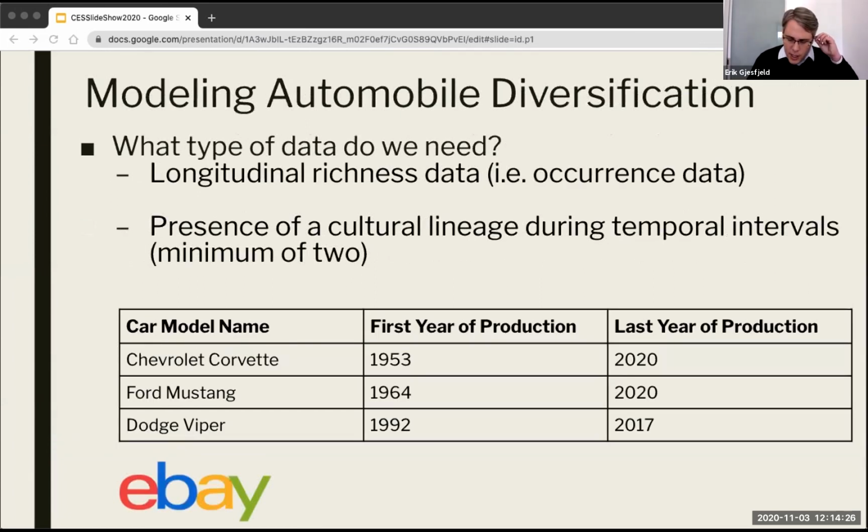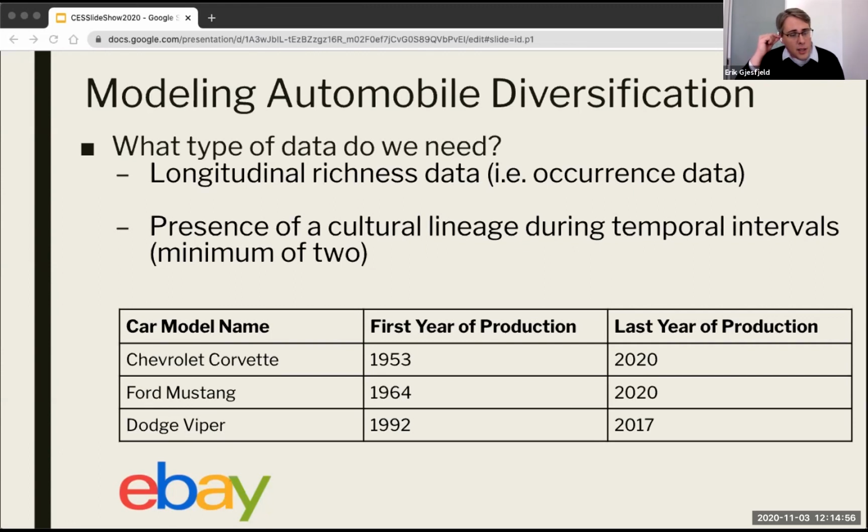So in order to answer these questions, what type of data do we need? Well, we need what I call here longitudinal richness data, sometimes called time transgressive richness data, sometimes referred to as occurrence data. Once again, the focus is on our ability to group things and how well we can group things together, that being our cultural lineage. And then putting time intervals on that cultural lineage. When did that lineage first emerge, and when is the last time we see that lineage exist?